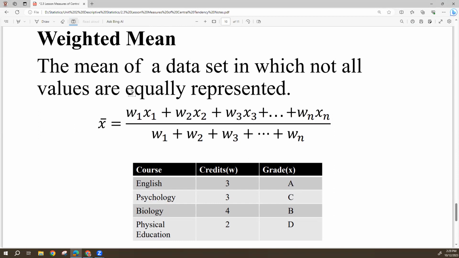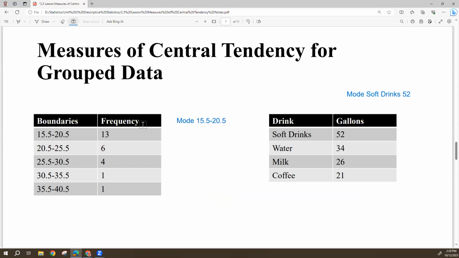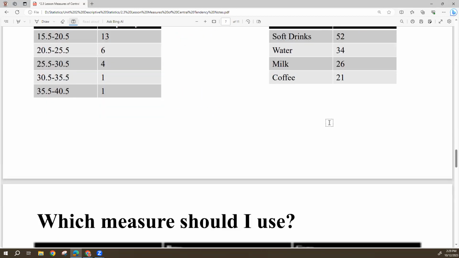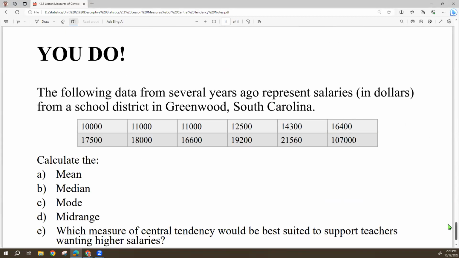That was a lot in this lesson, finding multiple measures of central tendency, and then using grouped data to find a mean or modes. If you have any questions before you go ahead and try one on your own, please do ask.